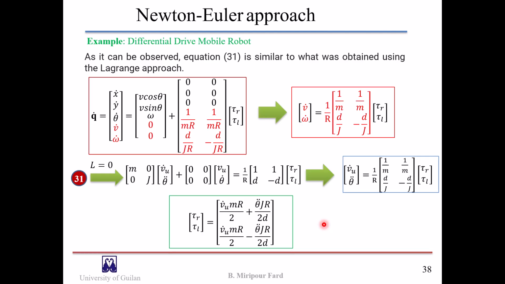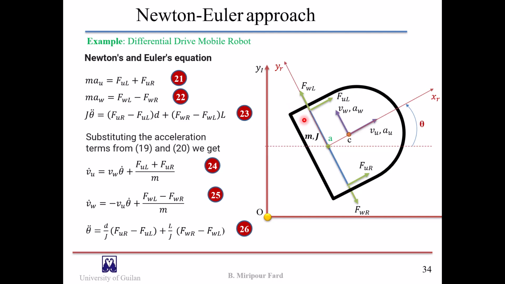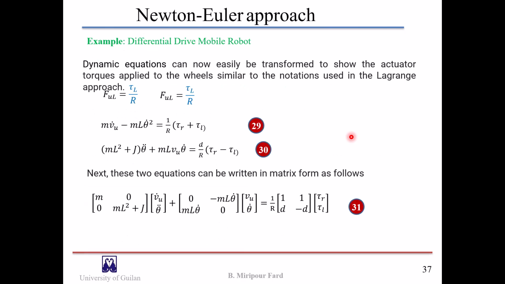Let's compare equation 31, which has been obtained by the Newton-Euler approach, with what we have obtained by the Lagrange method. The equations in the red boxes are obtained by the Lagrange approach, and we have shown that before. There we have considered the center of mass at the reference point, that is point A. But here in the Newton-Euler approach, we have considered the center of mass at point C. Therefore, in order to make a correct comparison, we should put zero instead of L in equation 31.